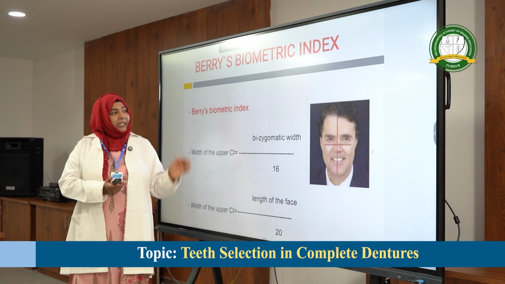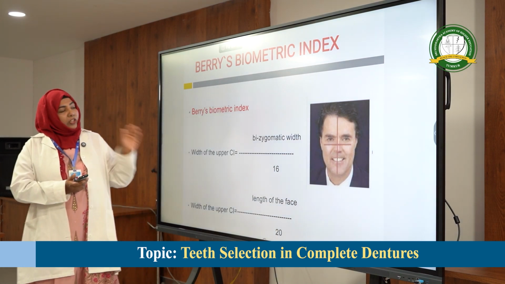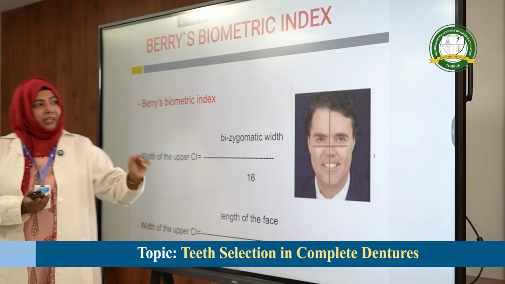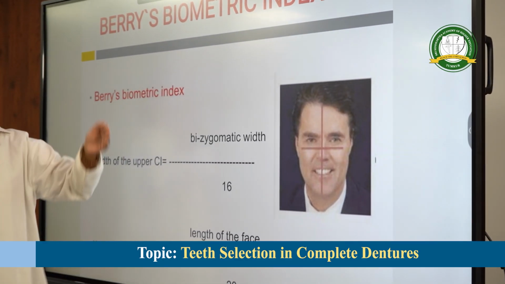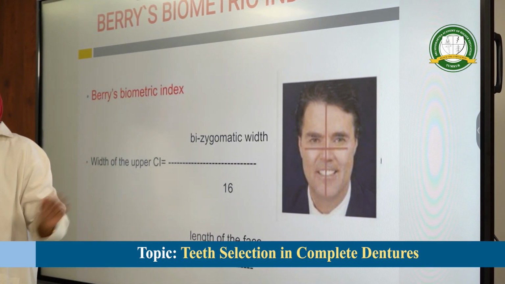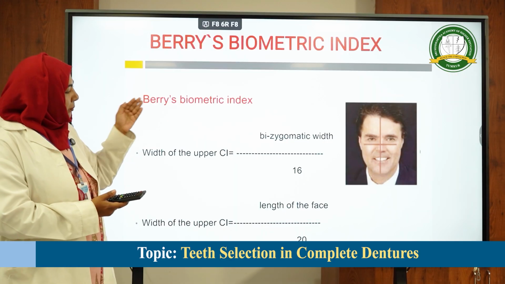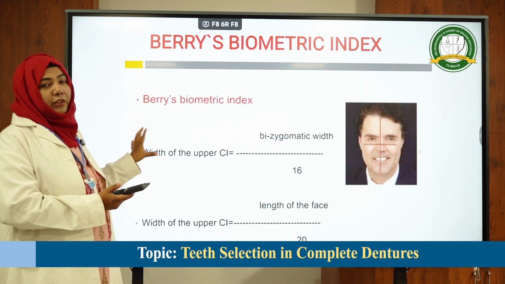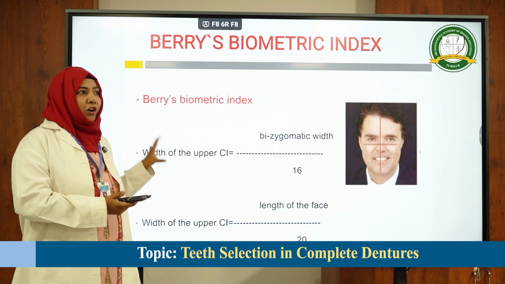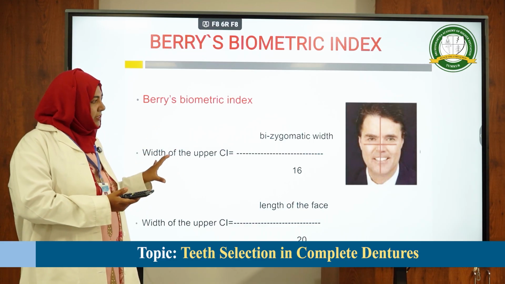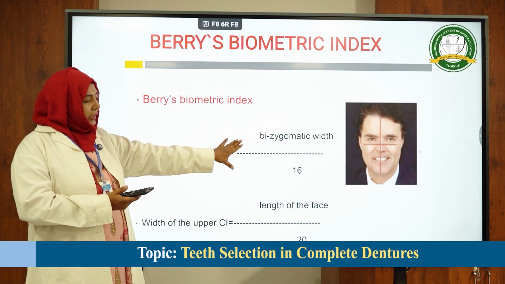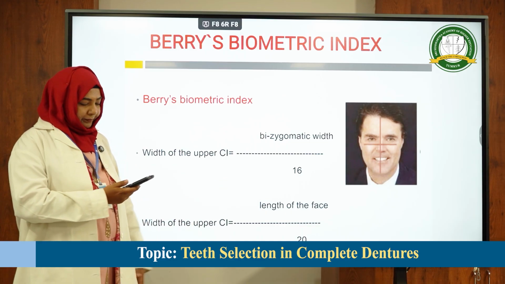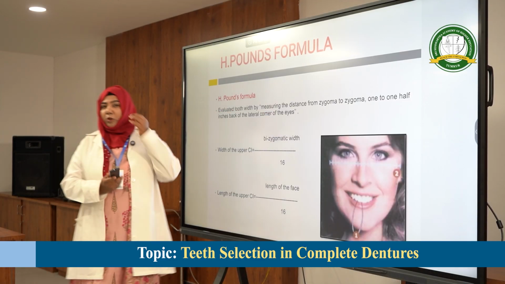Then next we have Berry's biometrics index. What he has done, he has measured the bizygomatic width, that is the distance between two zygoma, and he measured the length of the face, that is the distance between the hairline and tip of the chin. Then he divided both measurements by 16 and 20 to get the width of the central incisor. So the formula to get the width of the central incisor is bizygomatic width divided by 16, length of the face divided by 20.